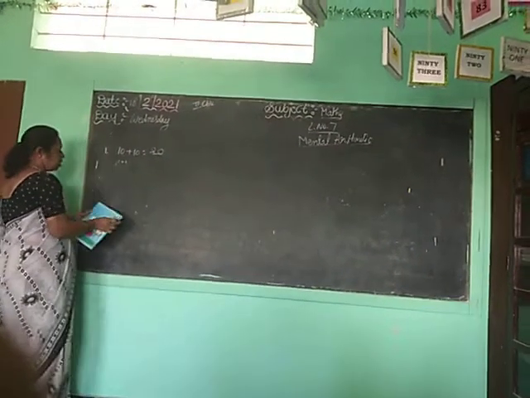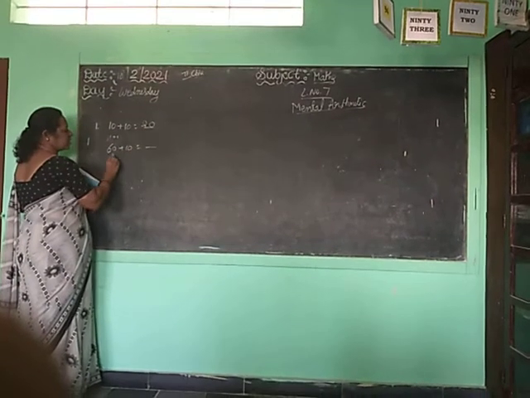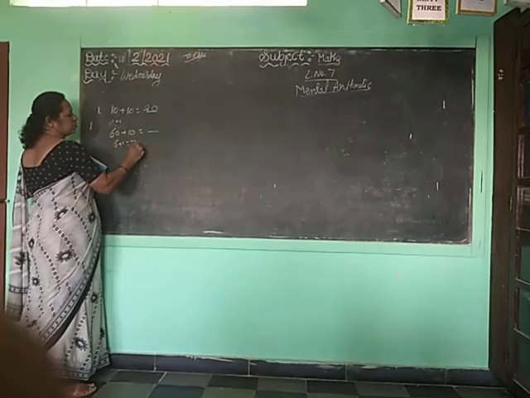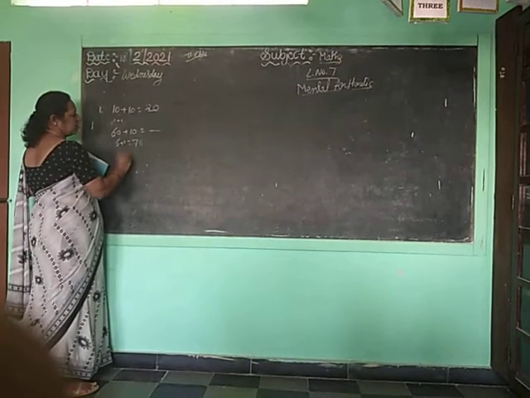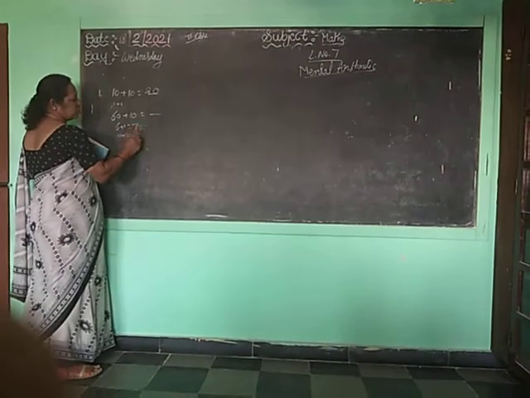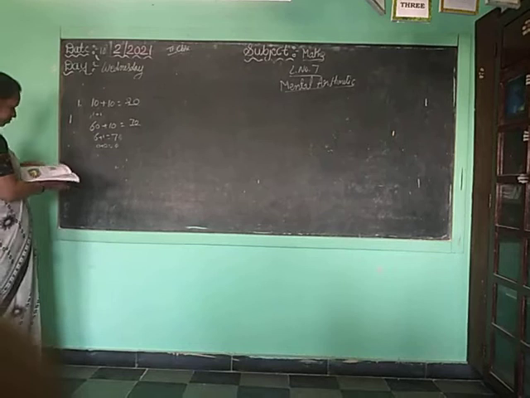So 60 plus 10 is how much? 6 plus 1 is how much, children? 6 plus 1 is 7. So 0, and 7 is there. Again 0 plus 0 is 0 only. So 60 plus 10 is 70.